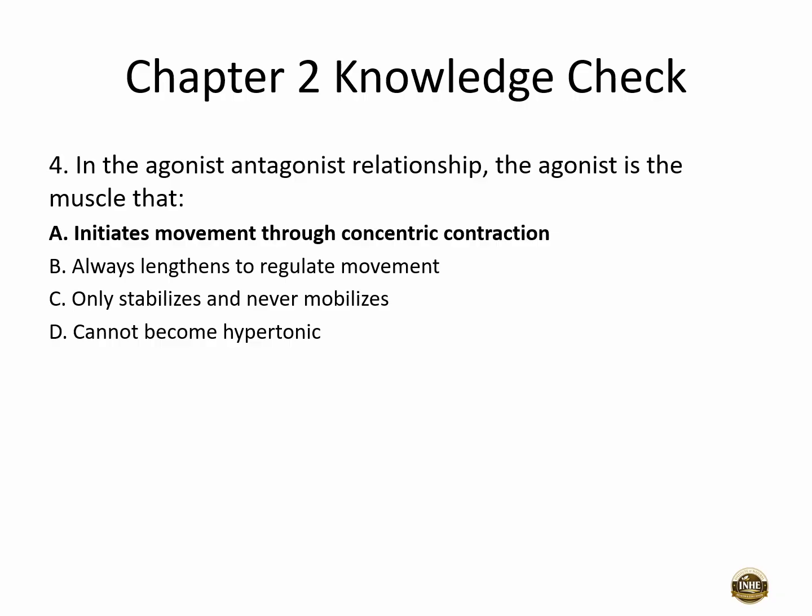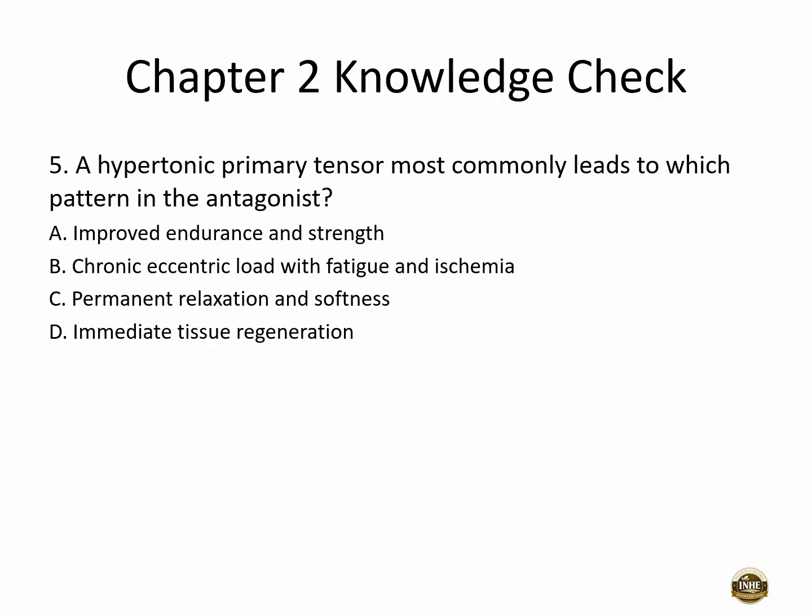Question number 5. A hypertonic primary tensor most commonly leads to which pattern in the antagonist? A. Improved endurance and strength. B. Chronic eccentric load with fatigue and ischemia. C. Permanent relaxation and softness. D. Immediate tissue regeneration. Take a moment to reflect on your answer. The correct answer is B. Chronic eccentric load with fatigue and ischemia.